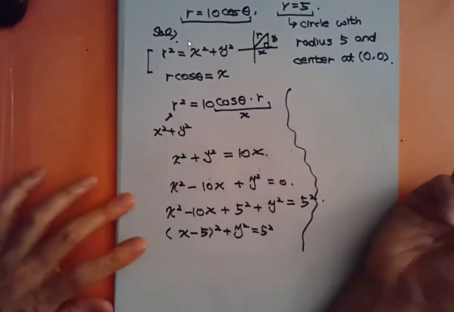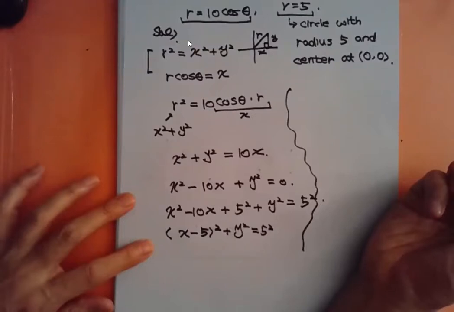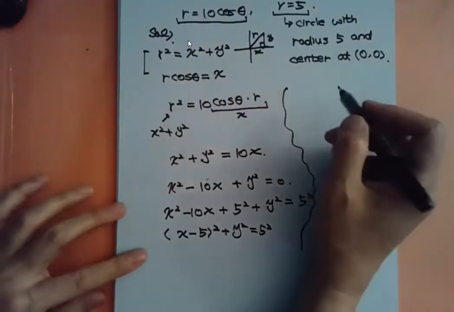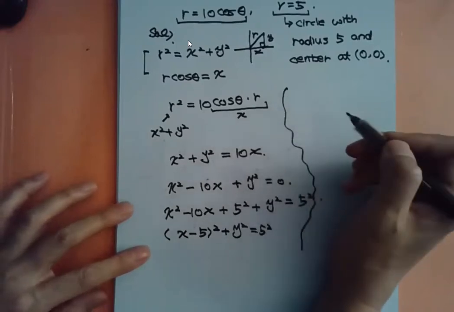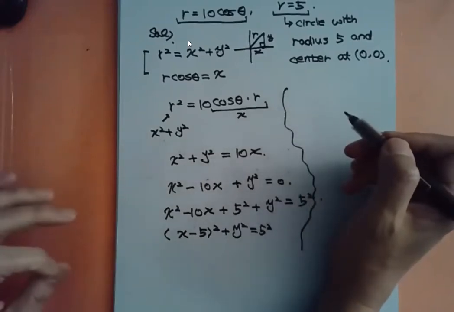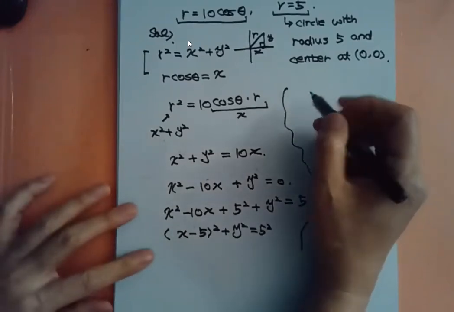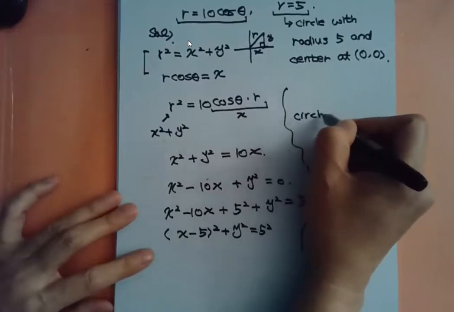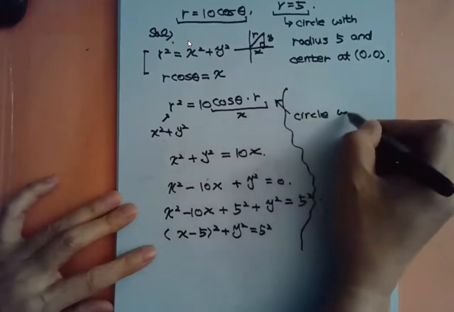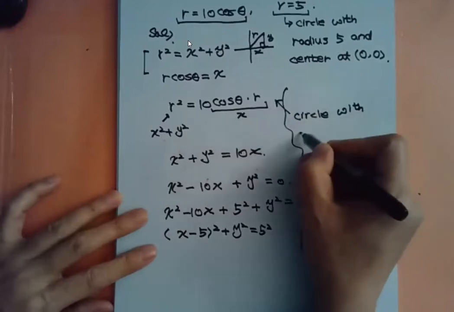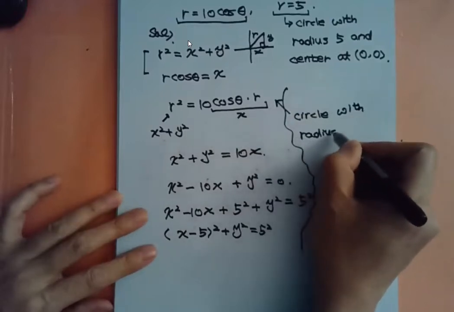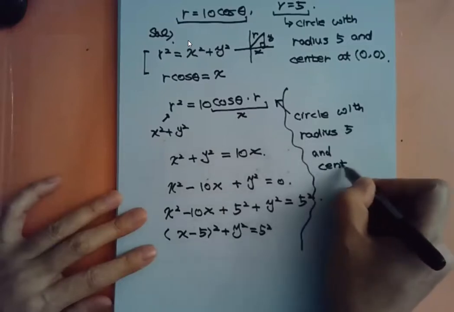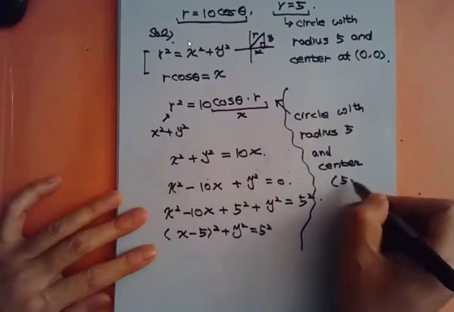So this fits into the general equation of the circle with center 5 and radius 5. So circle with radius 5 and center 5, 0.